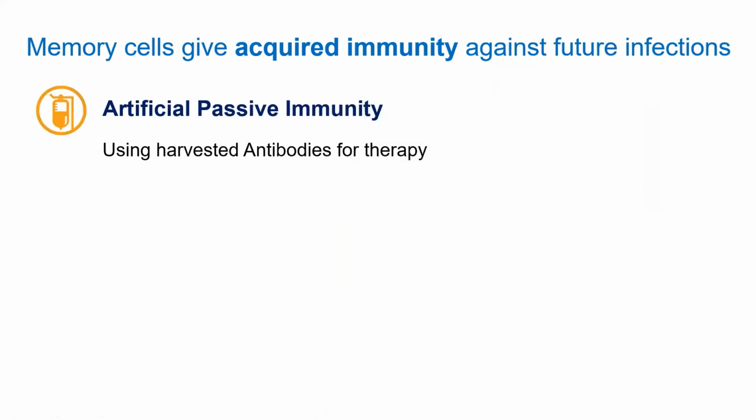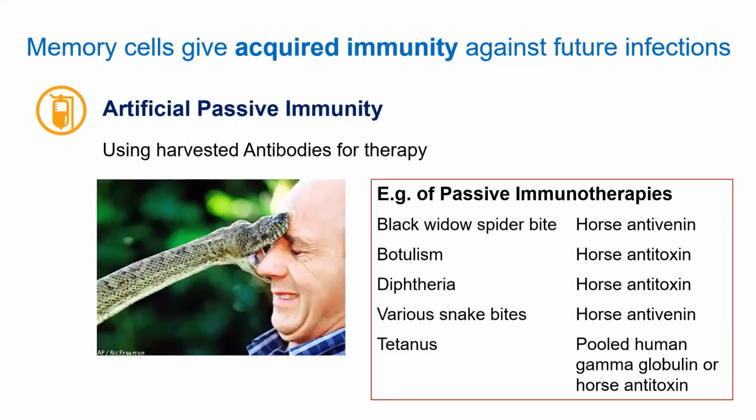So there's one other type of passive artificial immunity, and it's been in the news again lately, and this is where we're using some sort of harvested antibodies for therapy. A classic case is something called antivenin or antitoxin. If you live in the Medicine Hat area in Alberta, you may know that there are rattlesnakes down there, and rattlesnakes are poisonous. So the emergency ward there would have some antivenin.